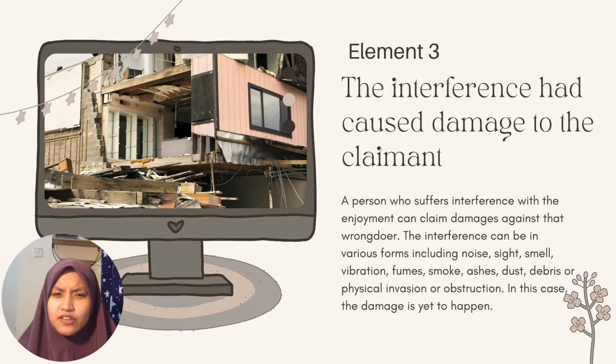A person who suffers interference with the enjoyment of his land or property due to the actions of another person can sue the wrongdoer to put an end to the interference in the form of an injunction, and also claim damages against the wrongdoer. The interference can be in various forms, including noise, sight, smell, vibration, fumes, smoke, ashes, dust, debris, or physical invasion or obstruction. In this case, the damage is yet to happen. However, it is crystal clear that the plaintiff will suffer loss due to the natural process of erosion if the defendant continues to deny his responsibility to mitigate or abate the danger.